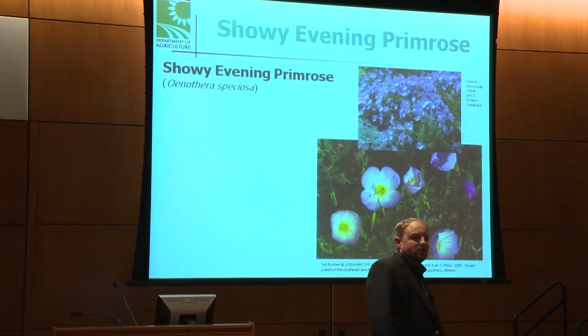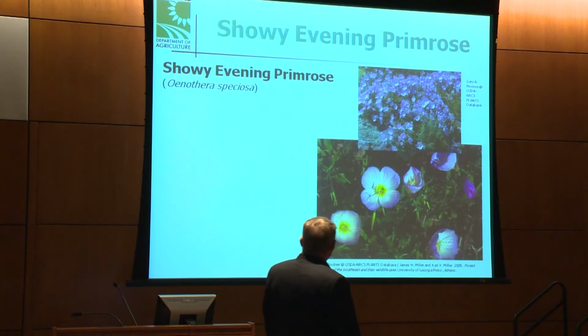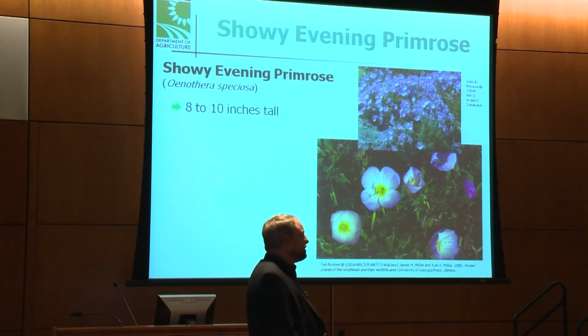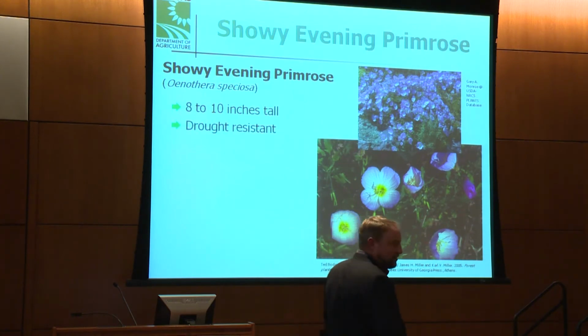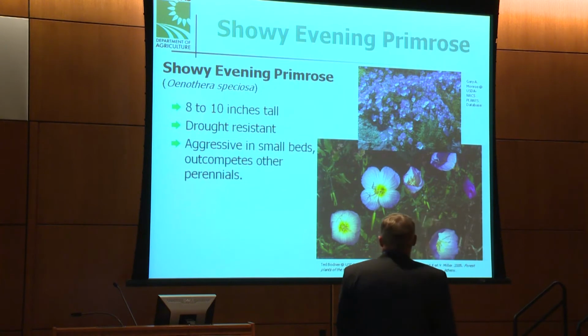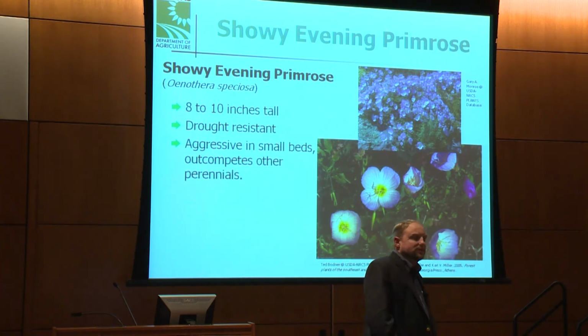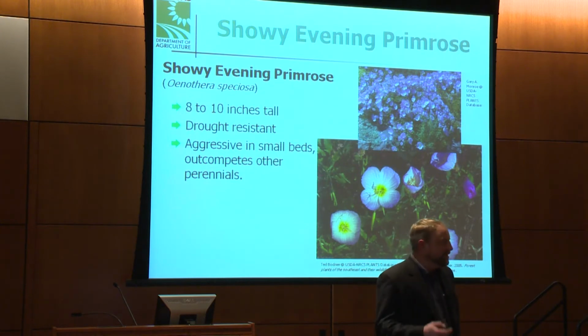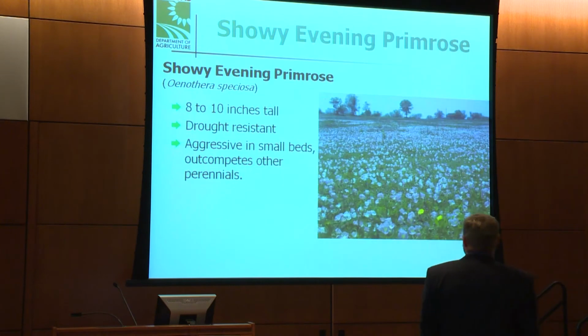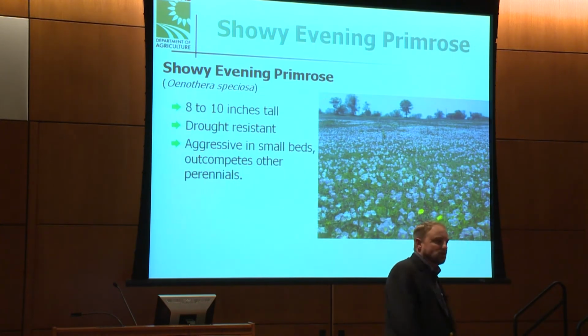Showy evening primrose, beautiful plant. It's a ground cover, doesn't grow very tall. Drought resistant, again, it doesn't need irrigation. It's very aggressive in small beds. Most ground covers do spread thickly and rapidly, but they will usually stop where they're supposed to. This one doesn't. It goes where it wants to.